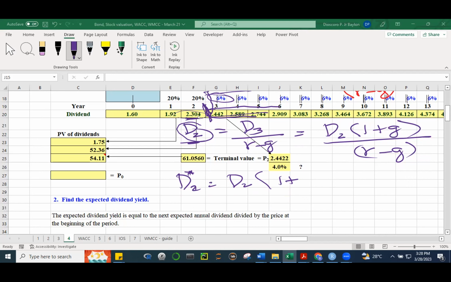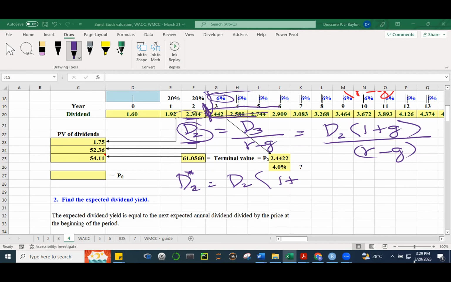Itong 2304, which was obtained by allowing D1, which is 1.92, to grow by 20%. And then there's another dividend on year 2, which I'm calling D2 star, which is the equivalent dividend for all the dividends from year 3 up to infinity. And why can we do that? Because it has a constant growth rate model.